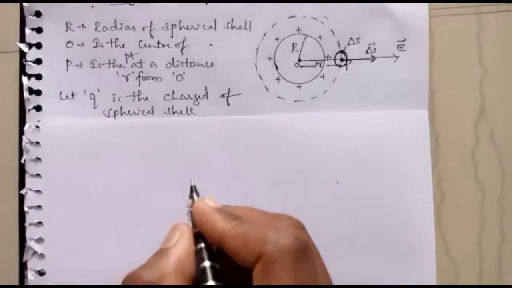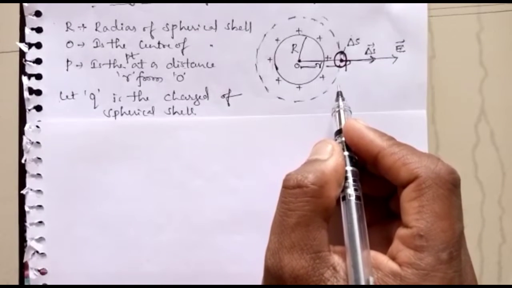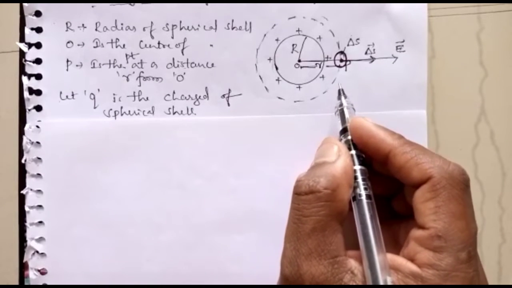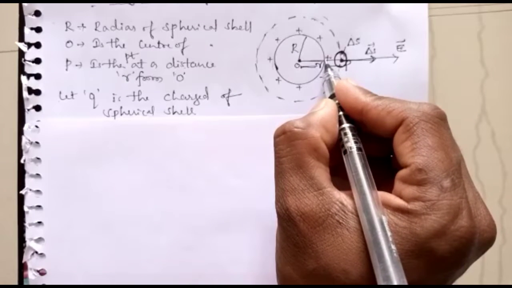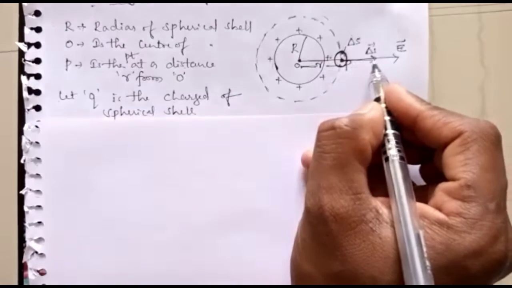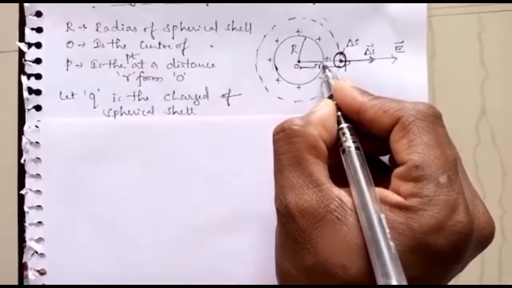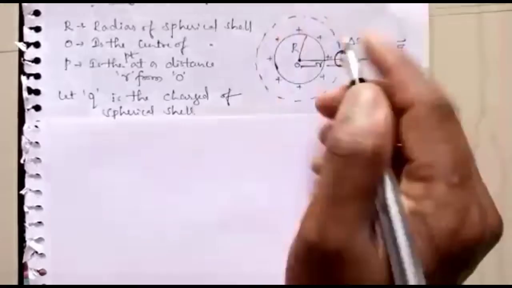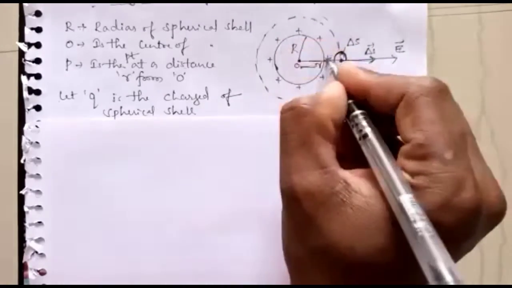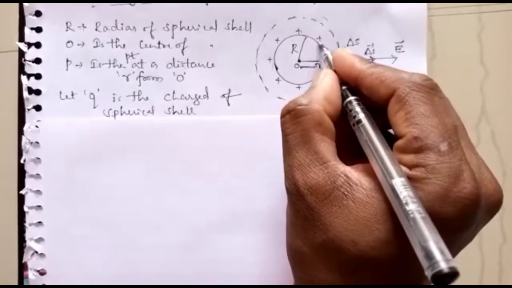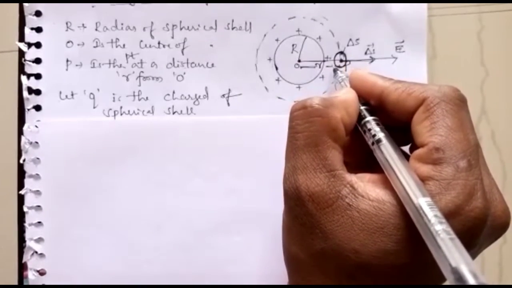Okay, next we have to calculate the electric field just outside the spherical shell. Already we have calculated the electric field outside the spherical shell. Now we have to calculate the electric field at a point just outside the spherical shell, meaning on the surface, just outside or on the surface of the spherical shell. Then what is the electric field?